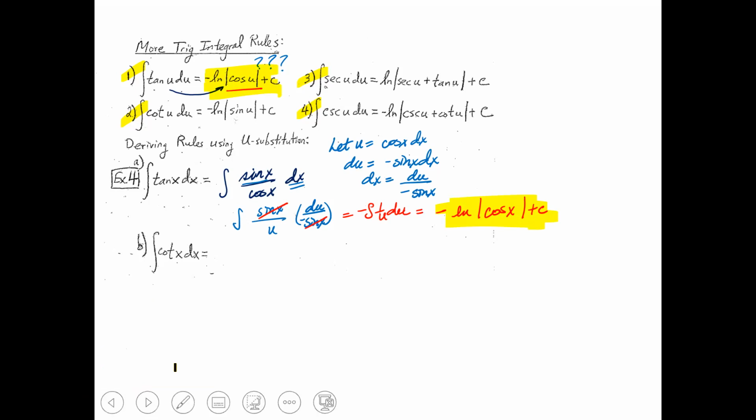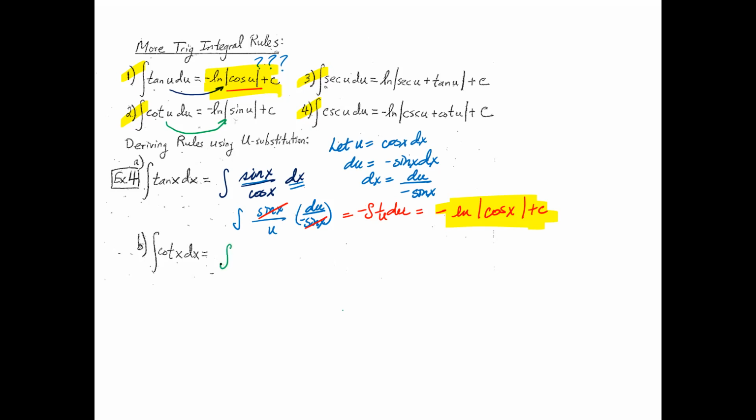Okay, so next thing I'm going to talk about is cotangent. So how do you get from cotangent u to ln sine u? Go ahead and pause the video and maybe try this on your own to rewrite this and see where you get to.